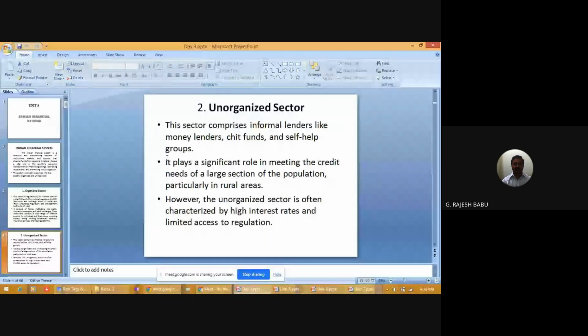The unorganized sector comprises informal lenders like money lenders, chit funds, and self-help groups. It plays a significant role in meeting the credit needs of a large section of the population, particularly in rural areas. However, the unorganized sector is often characterized by high interest rates and limited access to regulations.